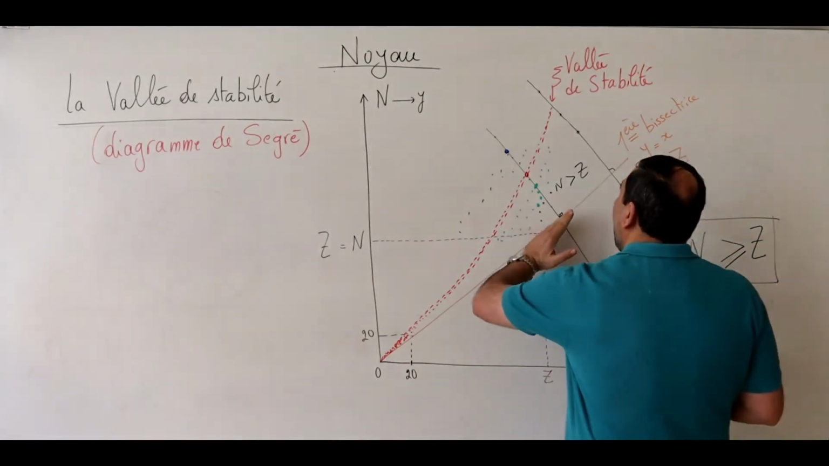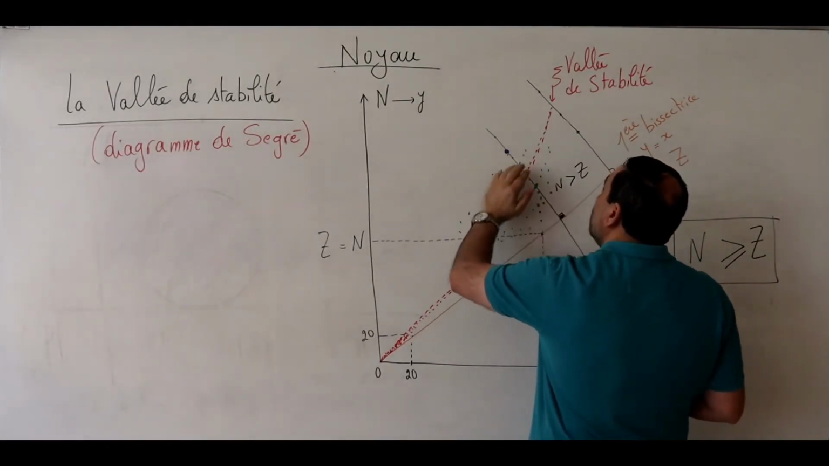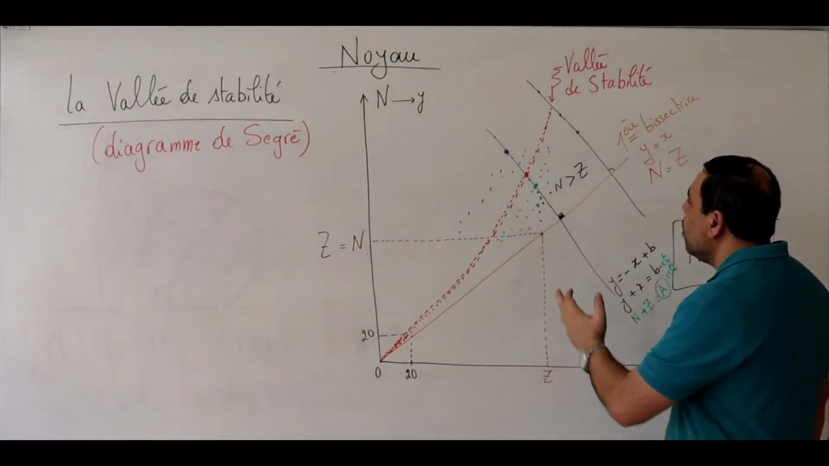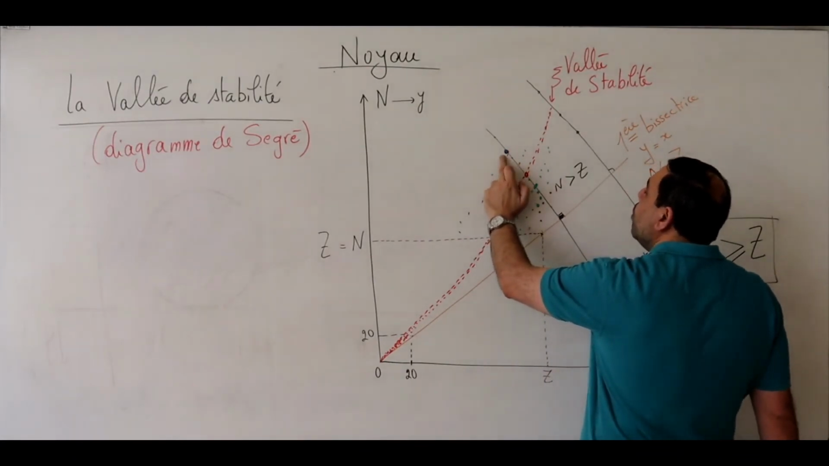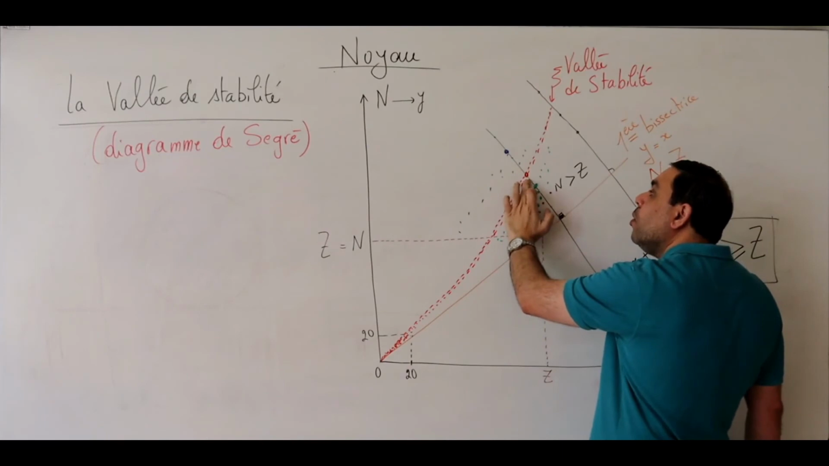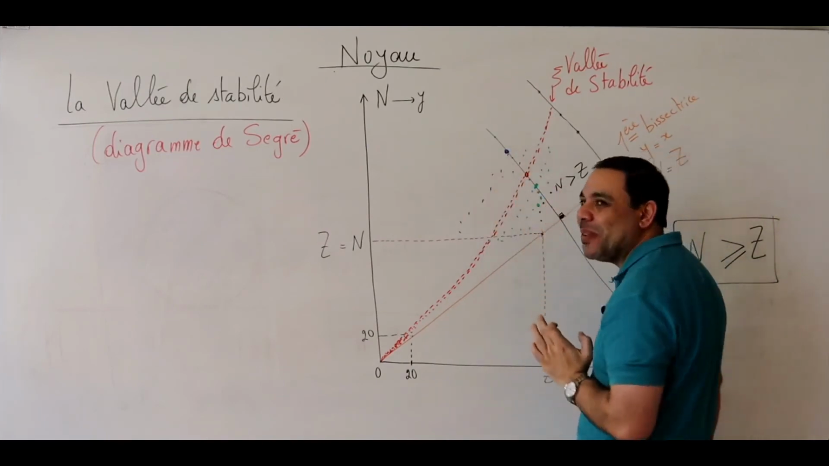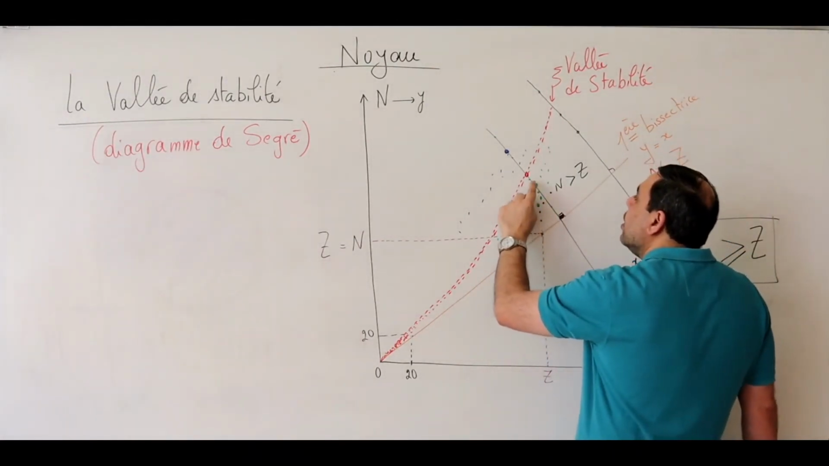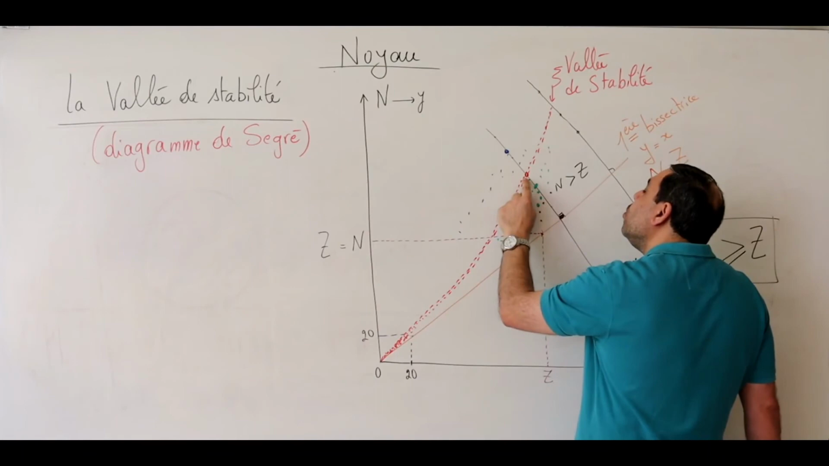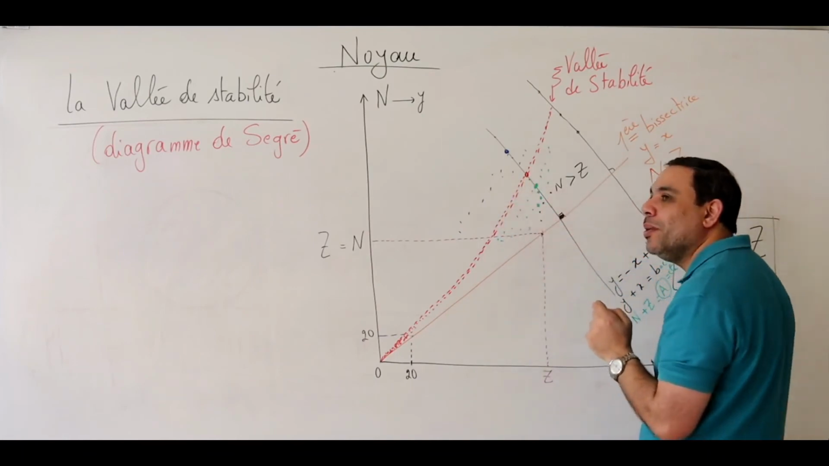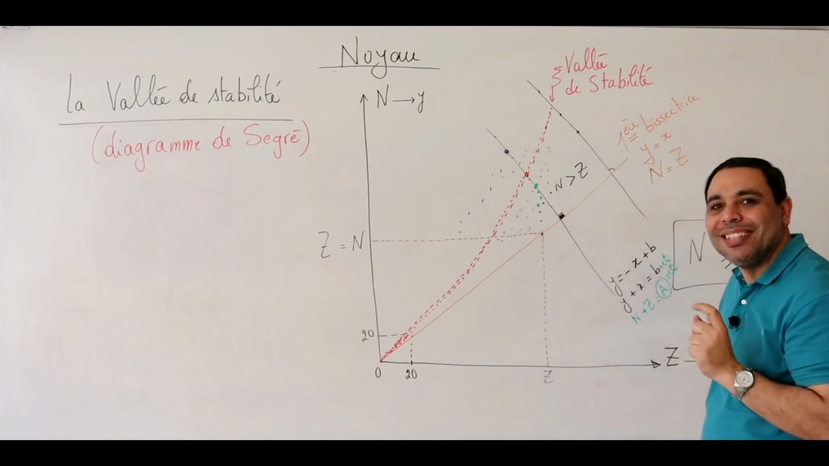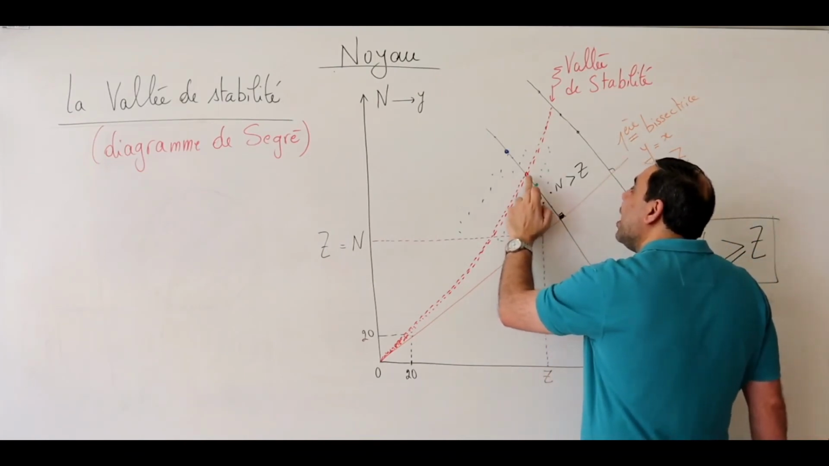But the farther away we move from the first bisector, the number N is greater than Z. This nucleus contains more neutrons than a stable nucleus. This nucleus contains the same number of nucleons, but the number of neutrons of this nucleus is greater than the number of neutrons in this nucleus. That is to say, the number of protons here is greater than the number of protons in this nucleus.